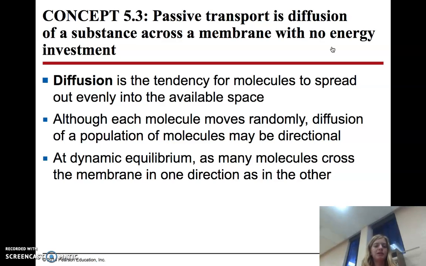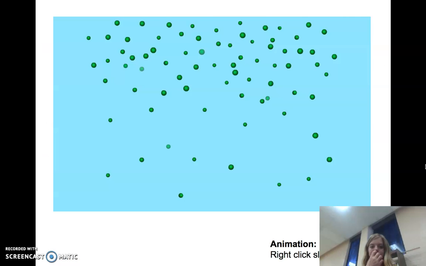Molecules move randomly, but depending on what molecules the cell needs, diffusion may have a specific direction. And then at a state called dynamic equilibrium, there's basically the same amount of particles crossing in either direction.